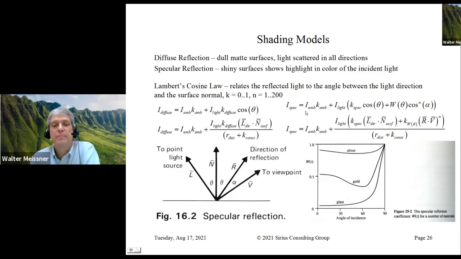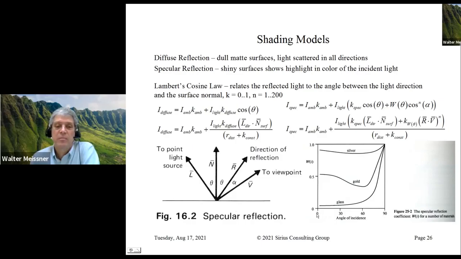Now for the specular reflection, they have to add where the viewpoint is relative to the direction of reflection. So they add another term here, W of theta times cosine to the n of angle alpha. So cosine alpha is really R dotted with V, and that will be to the nth power. And this W of theta will be converted to a constant related to the angle theta. And the theta of that angle is shown down here.